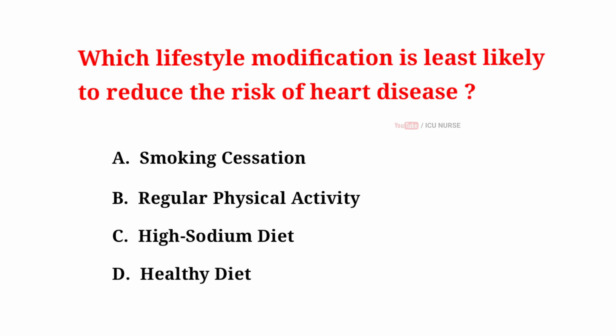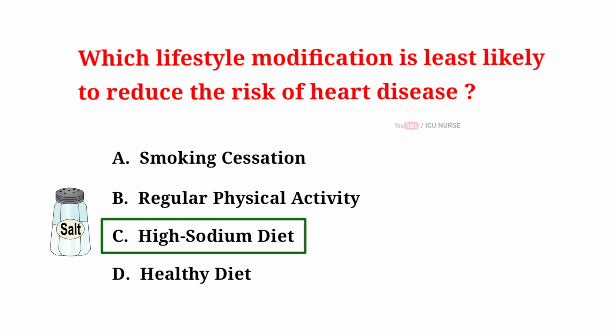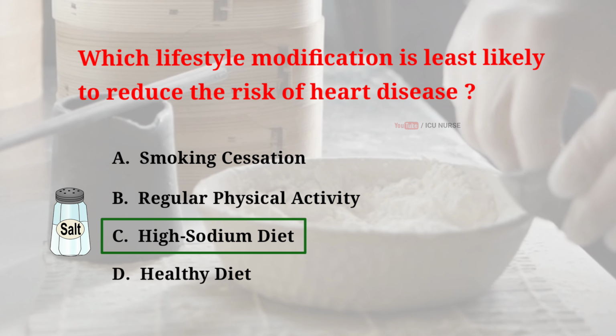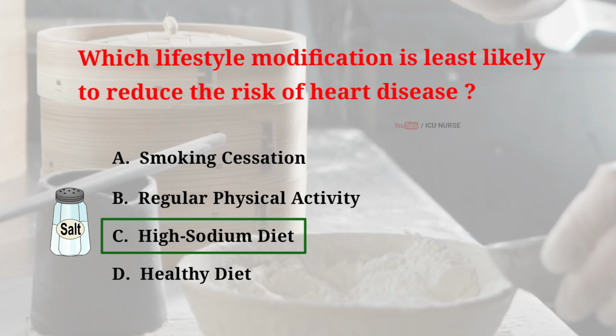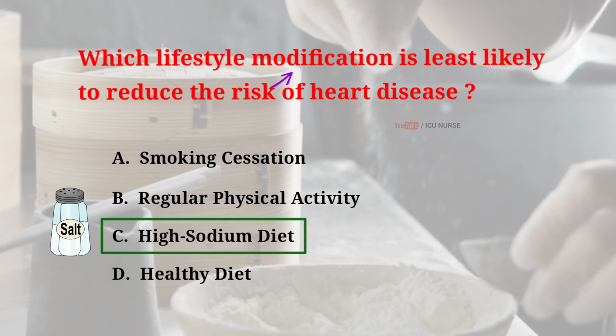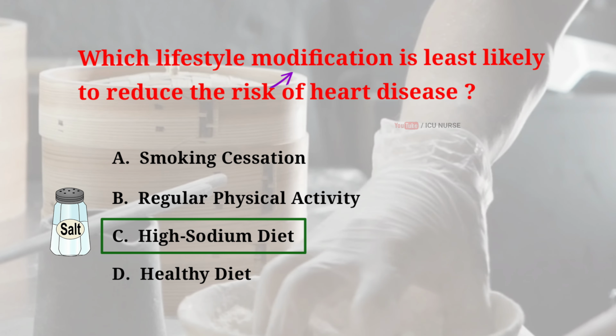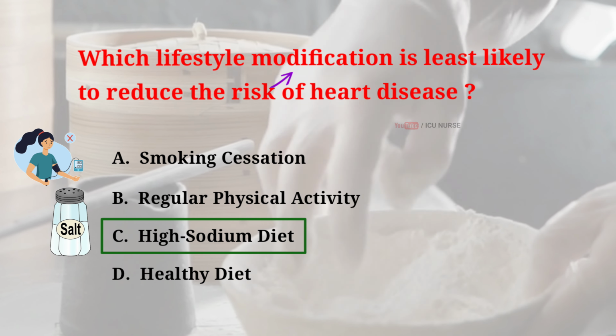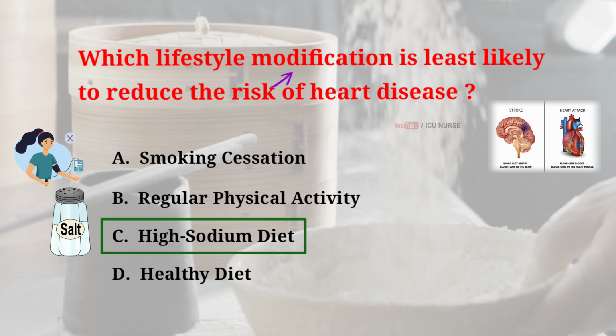Which lifestyle modification is least likely to reduce the risk of heart disease? A. Smoking cessation, B. Regular physical activity, C. High sodium diet, D. Healthy diet. And the correct answer is C. High sodium diet. A high sodium diet does not reduce the risk of heart disease. It actually increases it. Consuming too much sodium can lead to high blood pressure, which raises the risk of heart attacks and strokes.